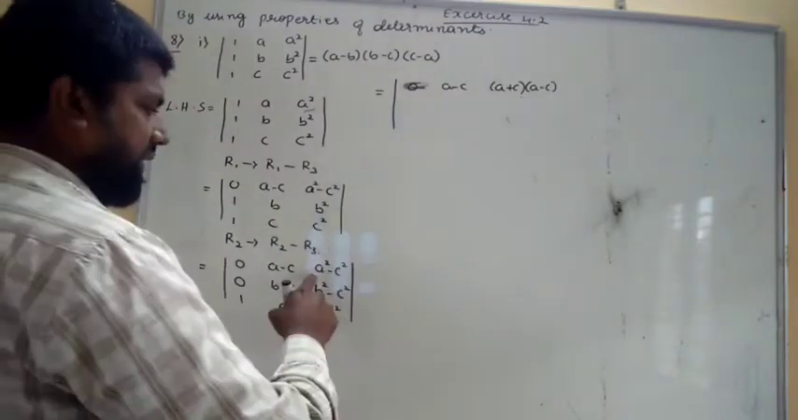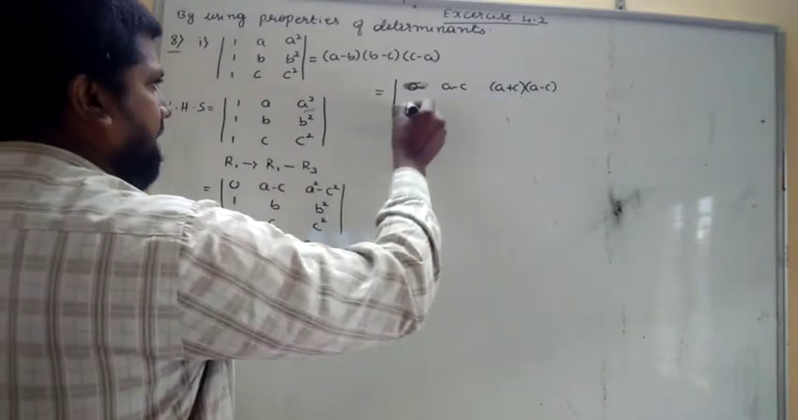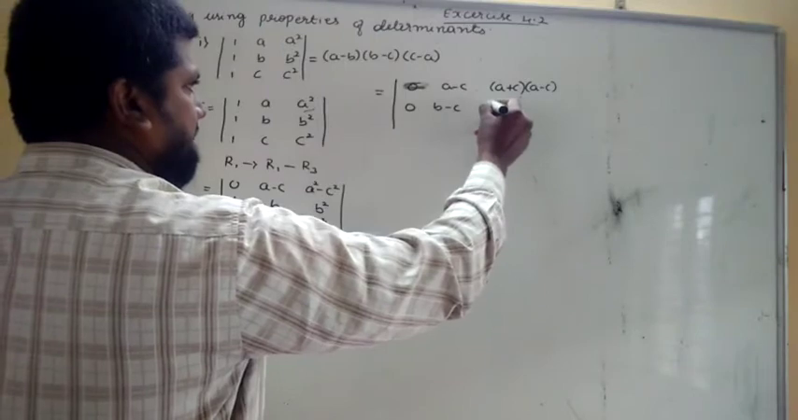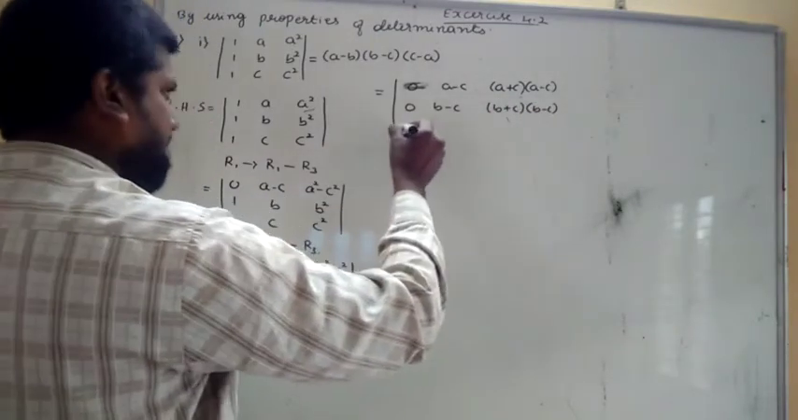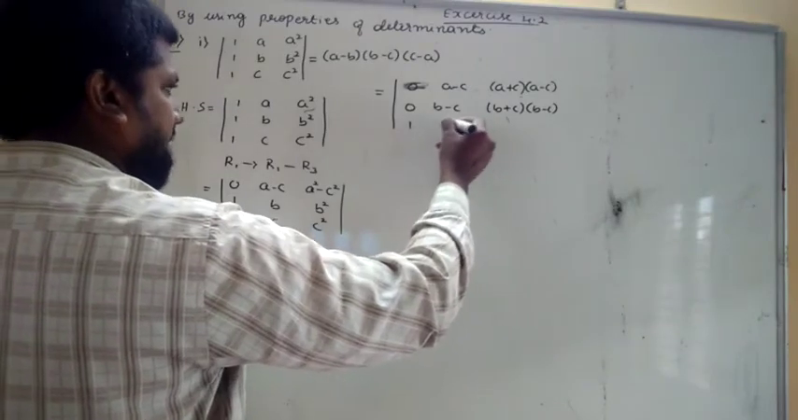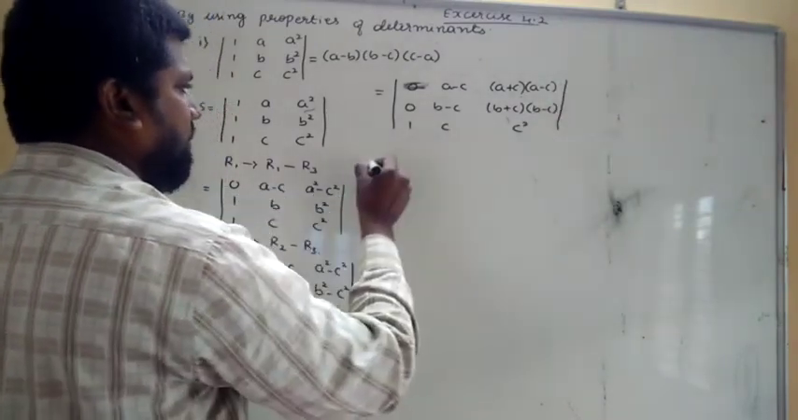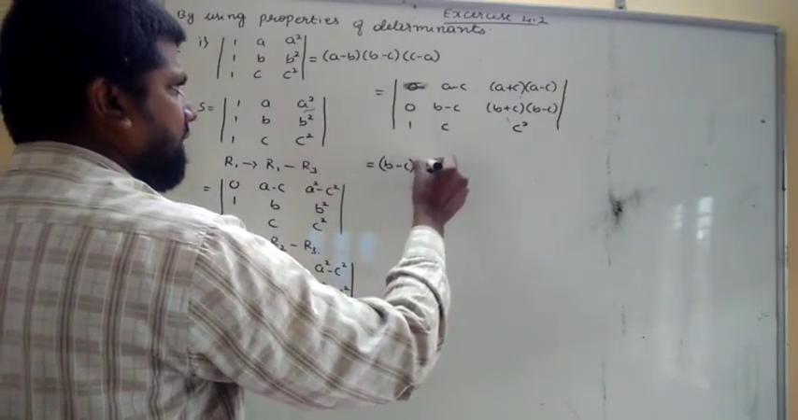It is in the form of A square minus B square means A plus B into A minus B. And again this one we can write B minus C. Again we can write this one B plus C into B minus C. Then third as it is 1 C, then C square. So easily we can remove the common in the second row, B minus C.